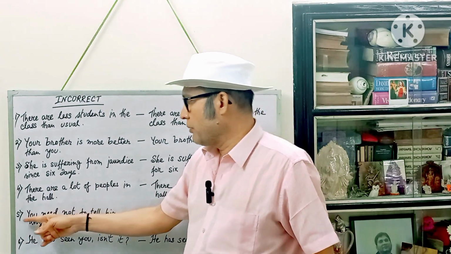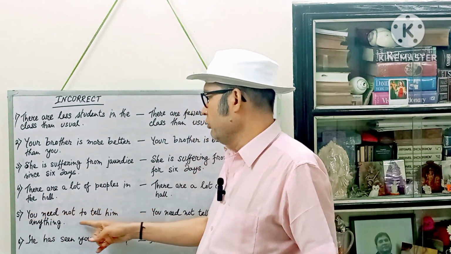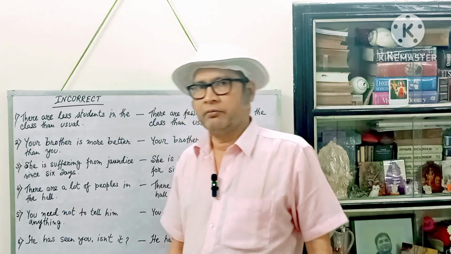Okay, let's move on to number 5 now. Number 5 is, you need not to tell him anything.